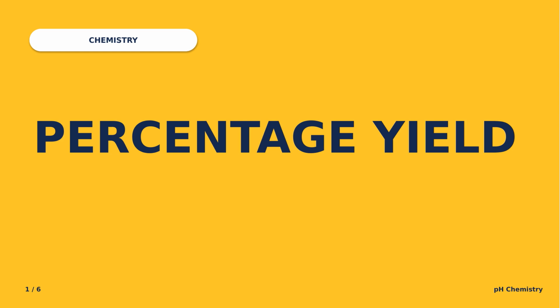Today's explainer is percentage yield: what you actually got over what you should have got, times 100. By the end of this video you'll know how to calculate it, why it's nearly always under 100% and what affects it.